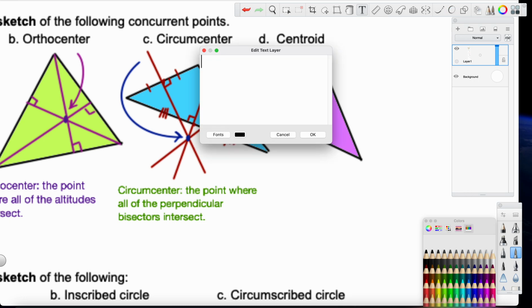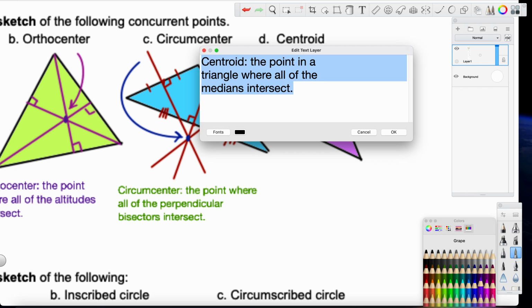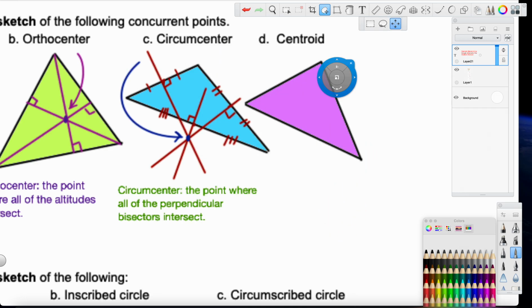Centroid, it's the point in a triangle where all of the medians intersect. Okay, median is, let's get a color here. Maybe just red. Medians are segments that go from vertex to the midpoint of the opposite side.